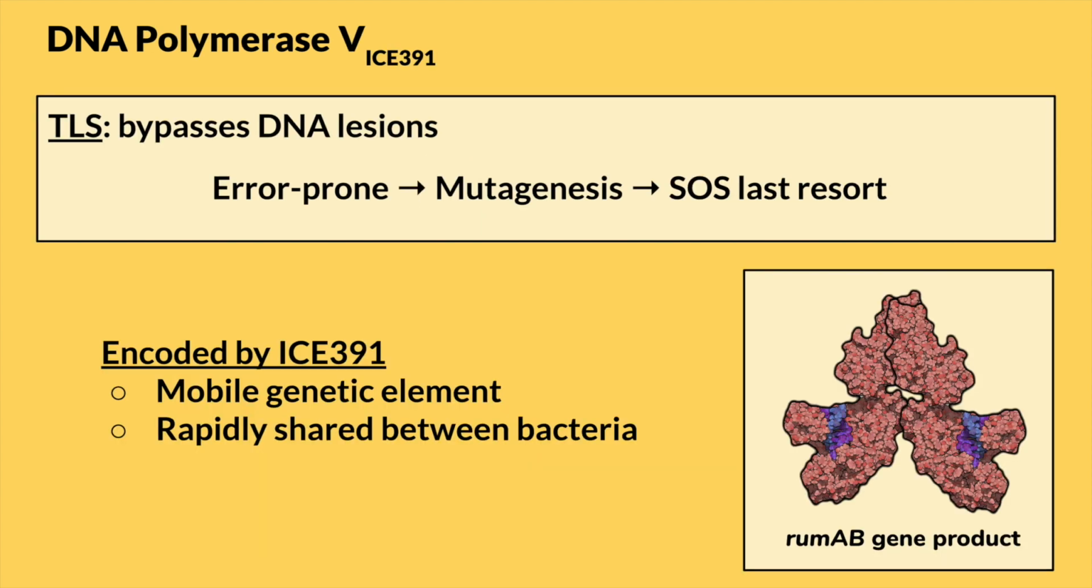If damage persists after SOS induction, the last resort of this response is expression of DNA polymerase 5, and this is because Pol5 can bypass DNA lesions in a process called TLS, but this process is error-prone and leaves behind mutations. Our research involves an ortholog of Pol5 that is encoded by the RumAB genes, which are carried on the highly mobile genetic element ICE391. And this mobility means that these genes can be easily transferred between bacteria.